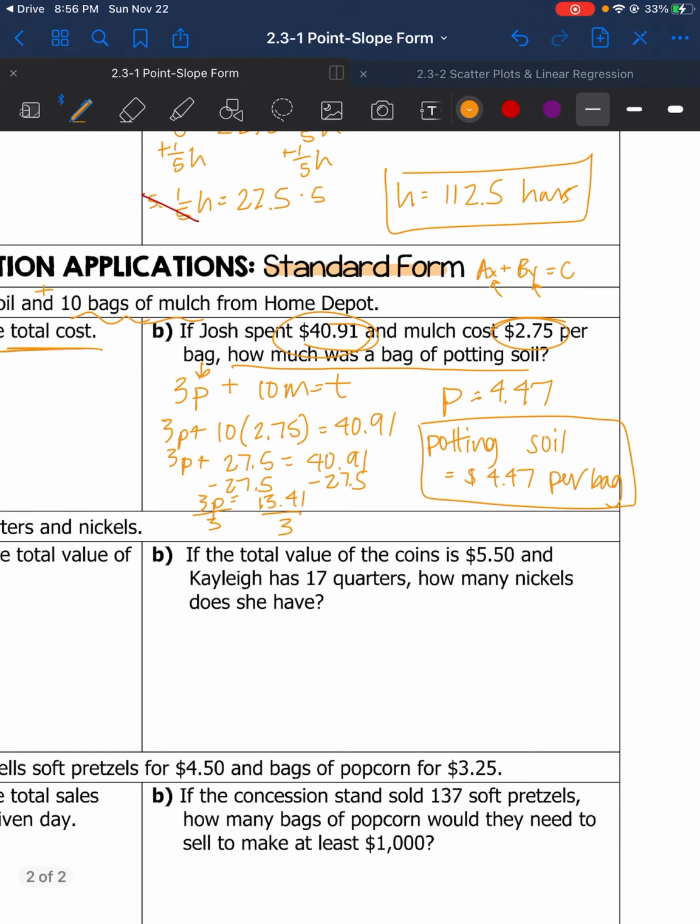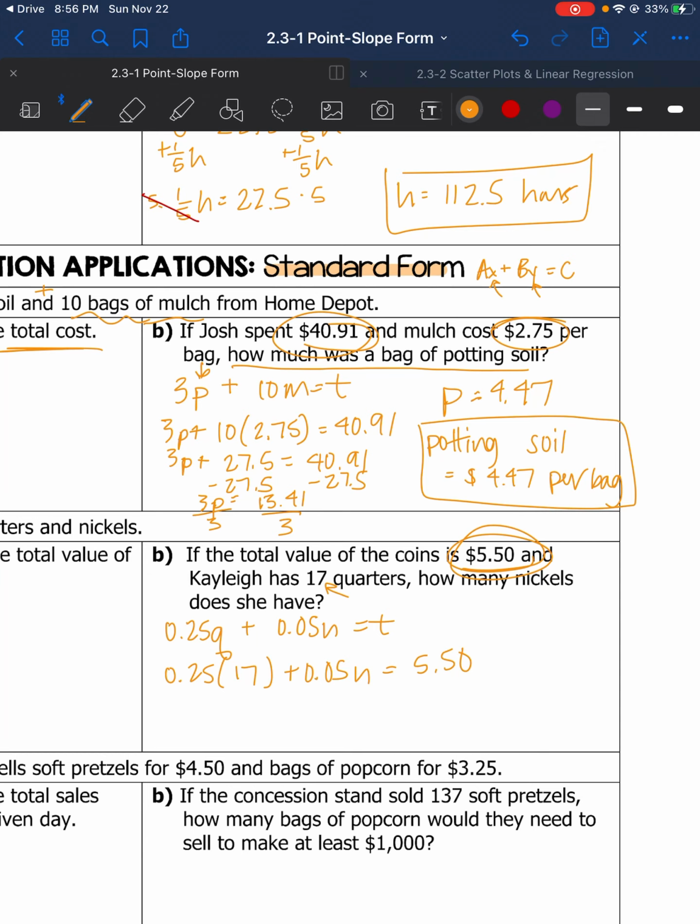Okay, if the total value of the coins is $5.50 and Kaylee has 17 quarters, how many nickels does she have? Okay, so again, our equation is 0.25 times the number of quarters plus 0.05 times the number of nickels equals T. So we said that the total value was $5.50 and the number of quarters is 17. So we have 0.25 times 17 plus 0.05 times the number of nickels, which is what we're after, equal to 5.50.